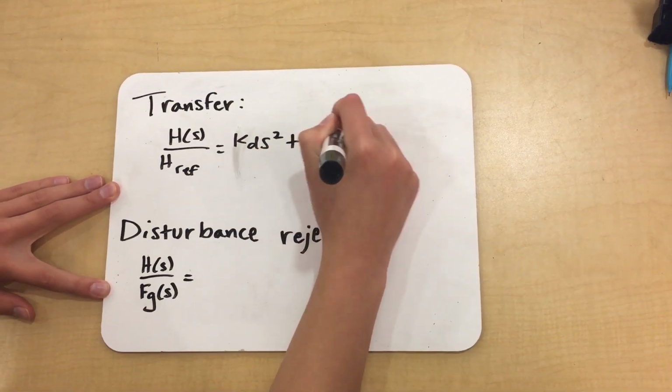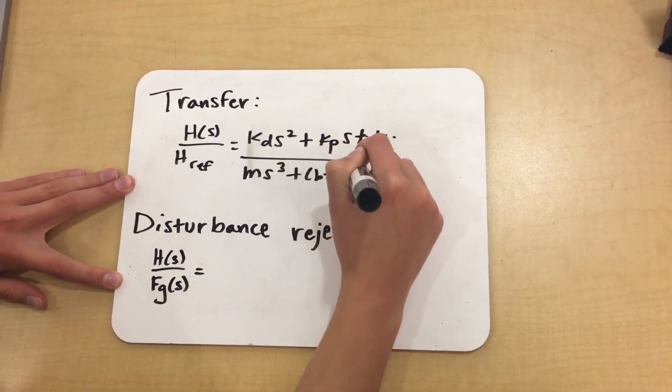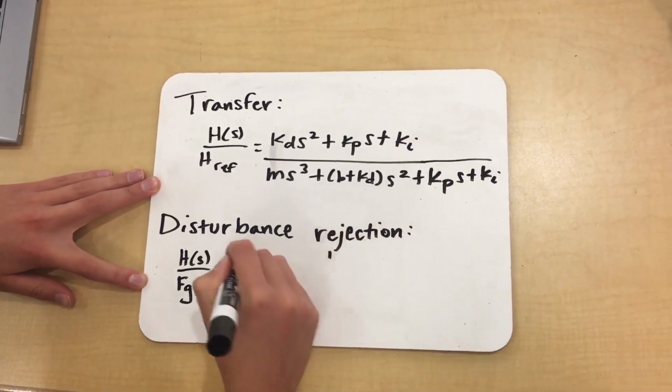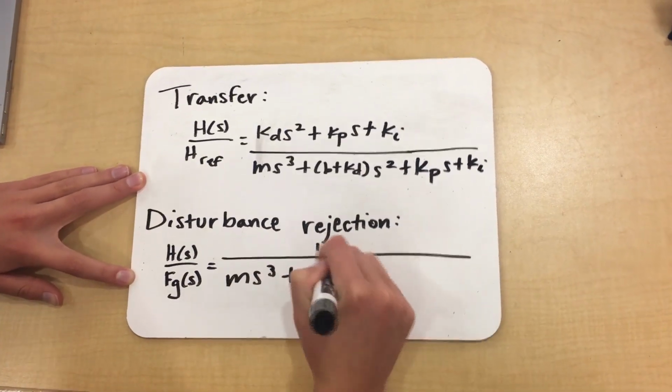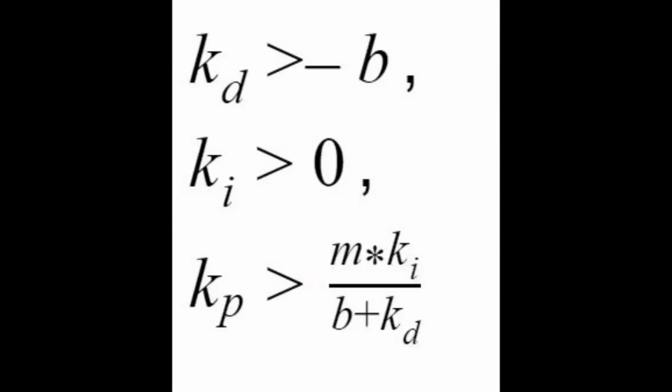Implementing the PID controller, we get the following transfer function, h of s over h ref, as well as the disturbance rejection equation, h of s over f g of s. To test the stability of the system with a PID controller, we performed the Routh-Horowitz calculations and found the following conditions that must be met for the system to remain stable.